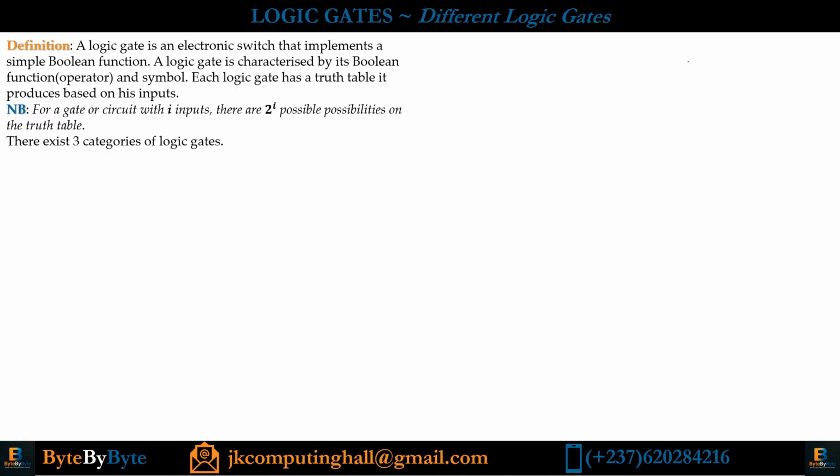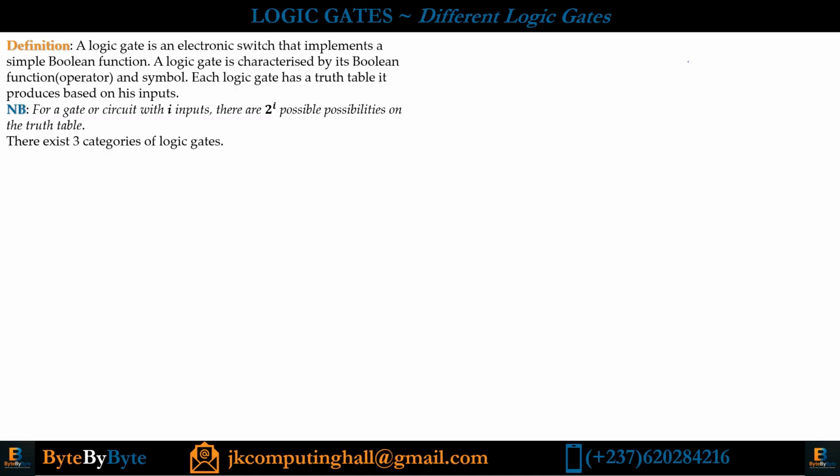As a nota bene, for a gate or circuit with I inputs, there are 2 to the power I possibilities on the truth table. Pay attention to this nota bene because when we shall be dealing in lesson 2 on the different logic circuit, we shall use this particular concept. So if, for example, I have 2 inputs, I'm expected to have 4 possibilities on my truth table. If I have 3 inputs, I'm required to have 8 possibilities on my truth table.